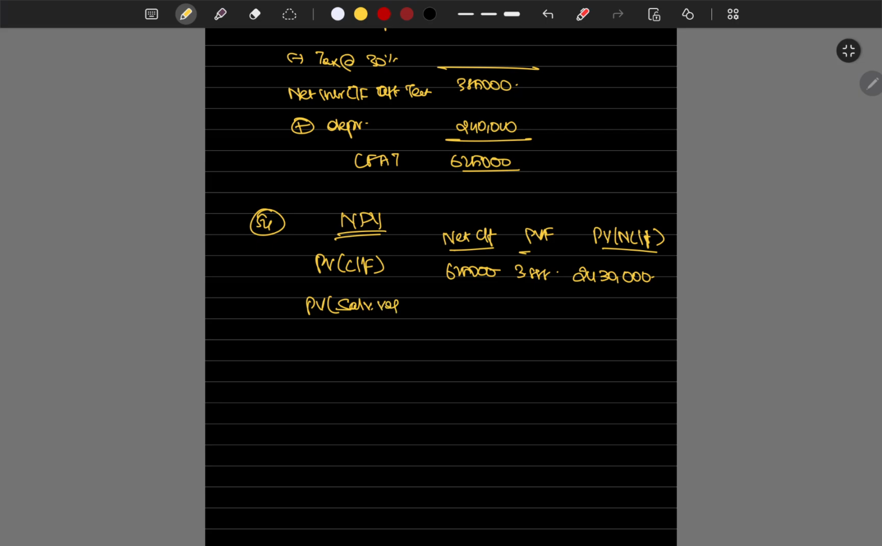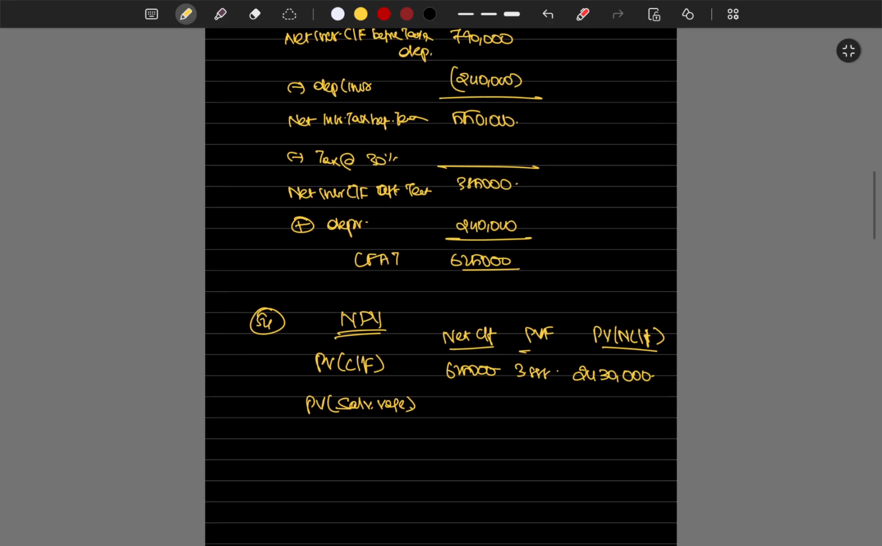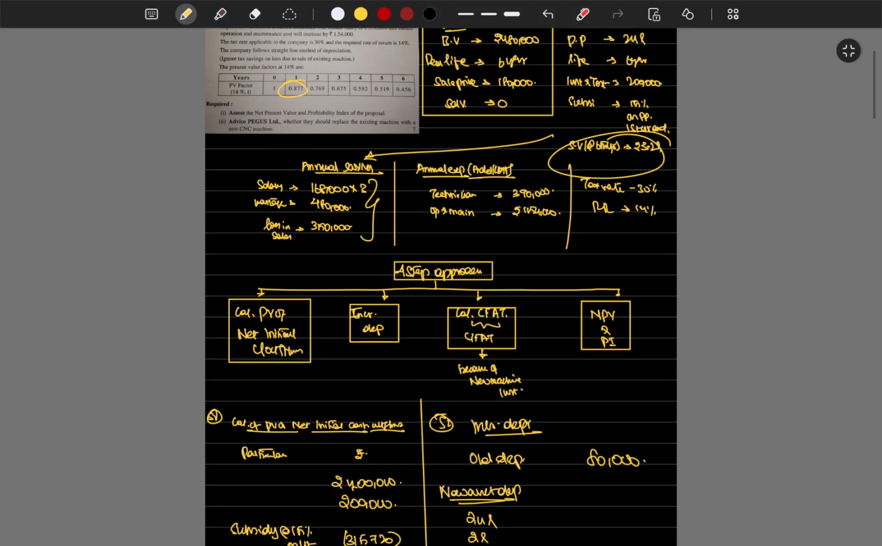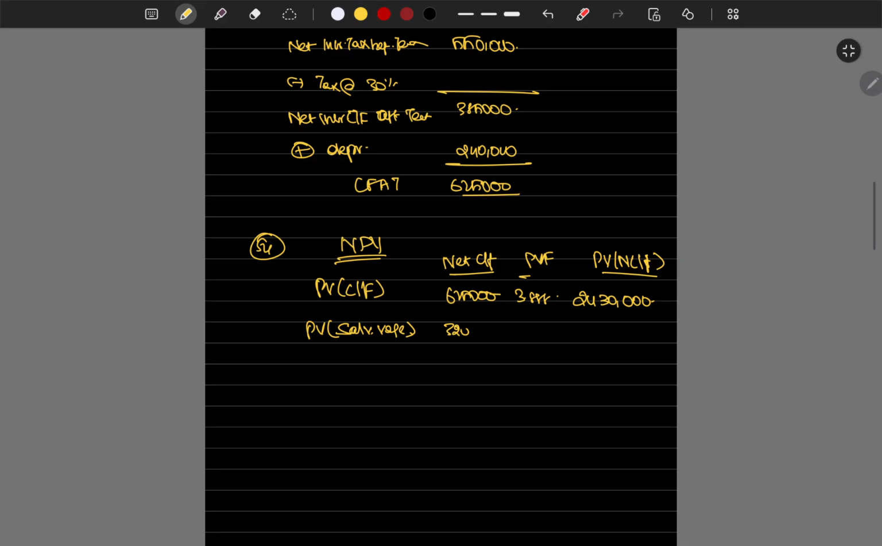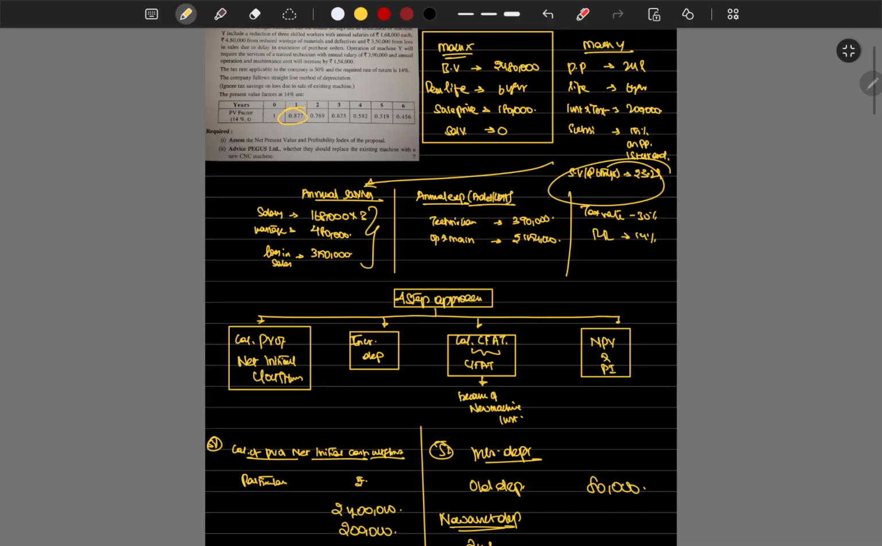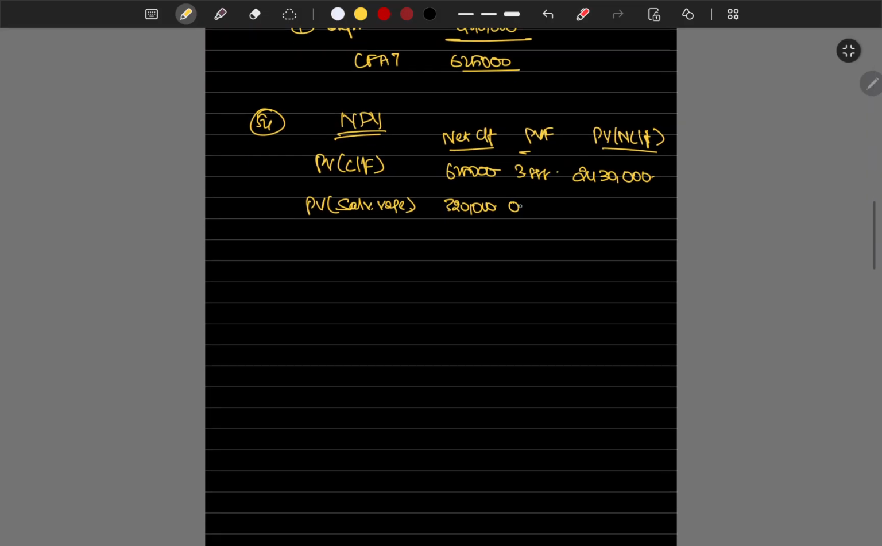Then present value of cash inflow, which is present value of salvage value. This is also a kind of inflow only, because it is terminal value, no? So we'll be receiving it. So what's the terminal value for the 6th year? Which is 3,20,000. Then 6th year PV factor is 0.456, which is 1,45,920. Then comes present value of cash outflow.